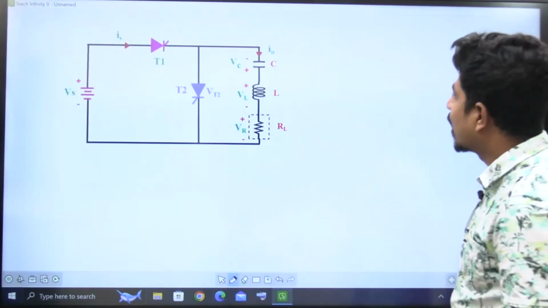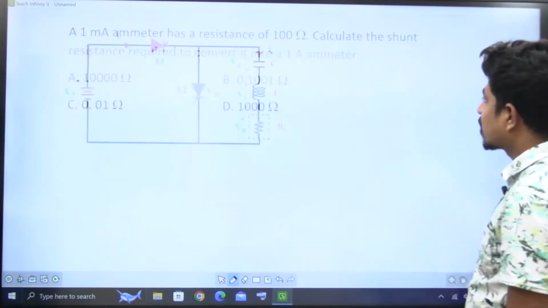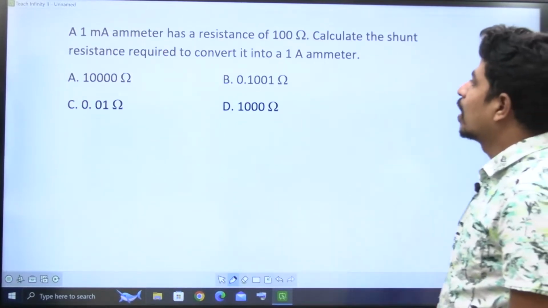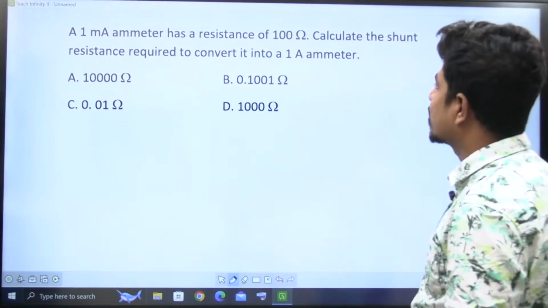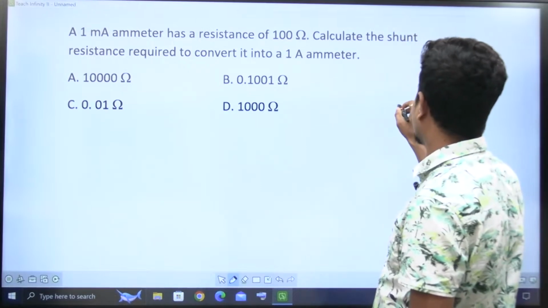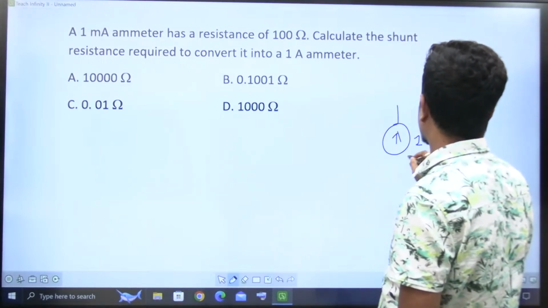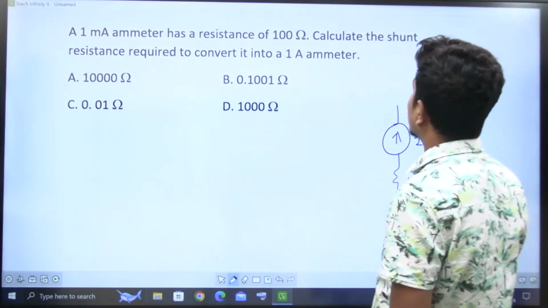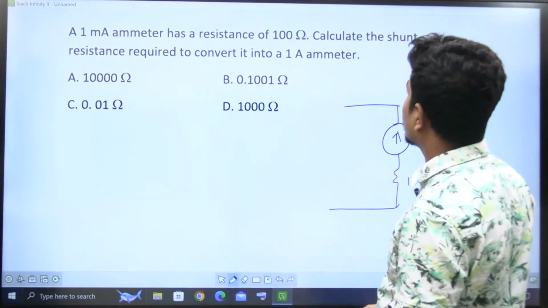Next question. From where this got appeared, I don't know. Okay, leave that. A 1 milliampere ammeter has a resistance of 100 ohms. Calculate the shunt resistance required to convert it into 1 ampere.